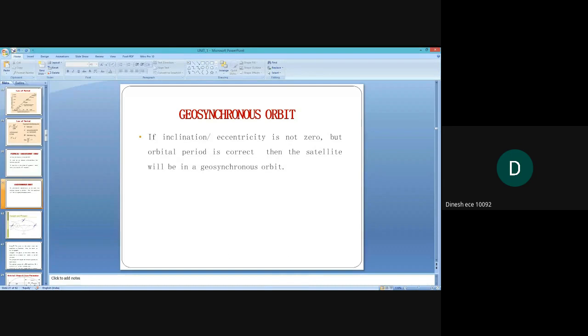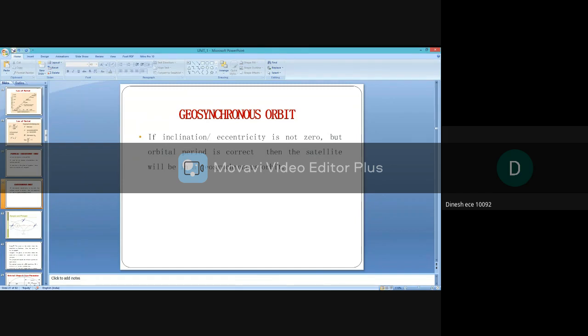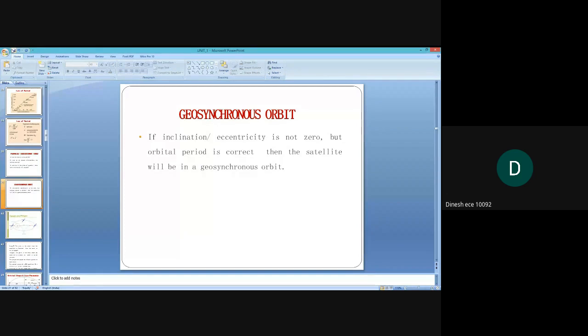Then next is the geosynchronous orbit. If the inclination or the eccentricity, which is e, is not equal to 0, but the orbital period is correct, then the satellite will be in a geosynchronous orbit. If inclination or eccentricity is not 0, then the satellite is in geosynchronous orbit.